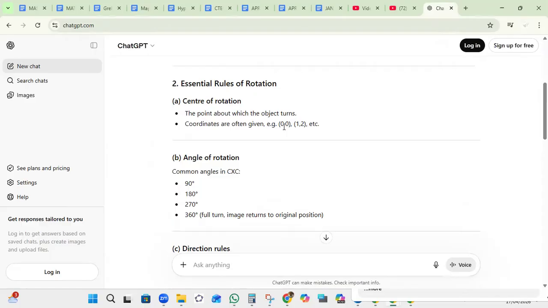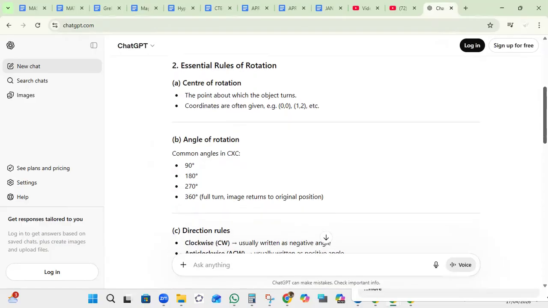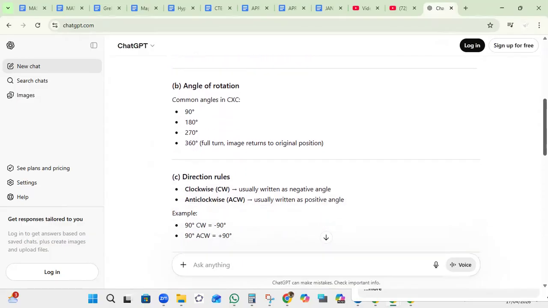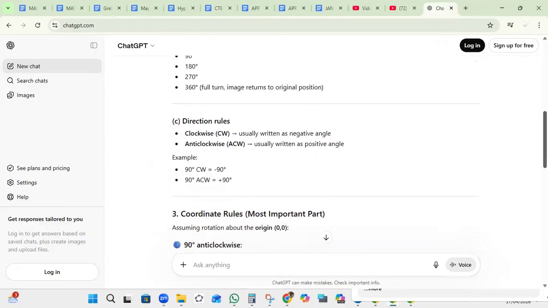So the angle of rotation, the common angles are always 90 degrees, 180 degrees is most popular, and you may get a 270 and a 360. Angle of rotation, sorry. Most likely, so 0, 0 for center, and angle is mostly 90 and 180. Your direction now is either clockwise or anti-clockwise, so it's half and half. So, for example, a 90 degrees, you have minus degrees here. Clockwise is minus degrees, and anti-clockwise is the positive.